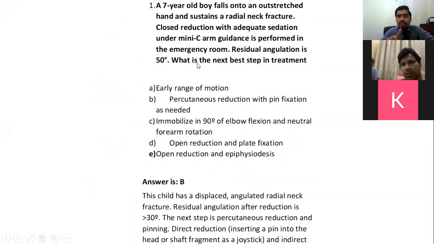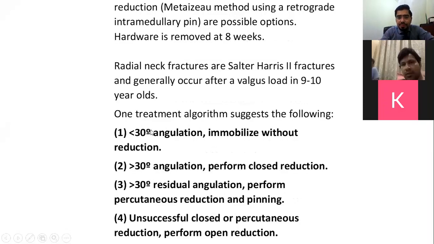This was the next question. If you see the possible answer of this question, the answer is B, percutaneous reduction with pin fixation. A 7-year-old boy has fallen on an outstretched hand, radial neck fracture. Radial neck questions are repeatedly tested in the exam, and they mostly ask about the treatment or the classification. As we all know, treatment depends upon residual angulation.